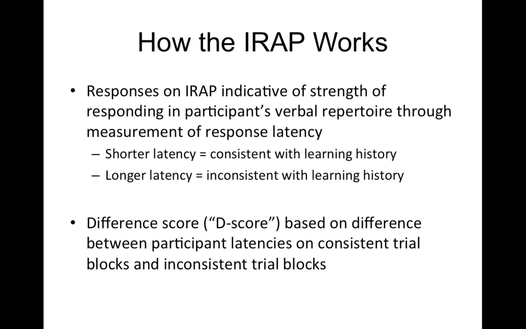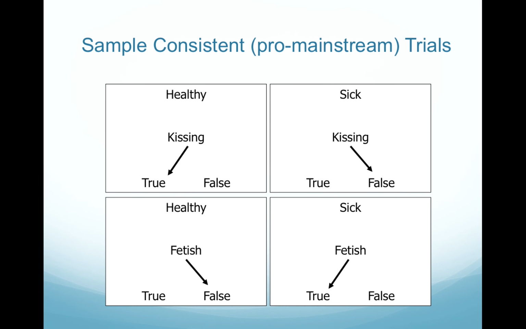There are lots and lots of different IRAP studies, and we're going to hear about one of them the next time we meet in person. Here are just some examples of what those trial blocks look like. The arrows on this slide indicate which response was considered correct, whether, in the presence of the top and the middle words, clicking true or clicking false was considered correct during this trial block. The arrows are just indicating what was correct, and they were not actually part of the experiment.